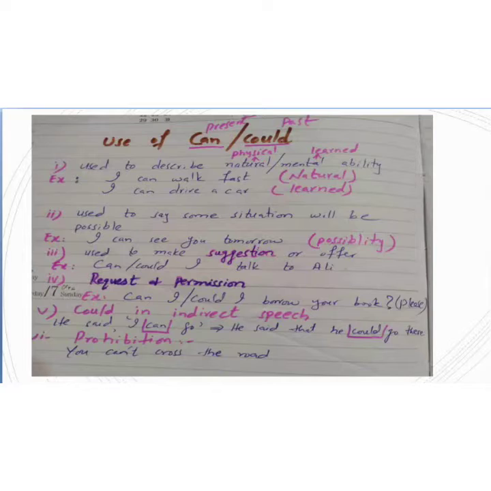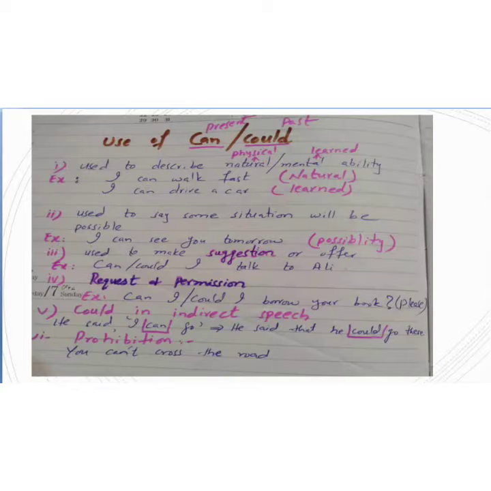For example, I can walk fast. This is your natural or physical ability. I can drive a car. This is your learned ability that you have learned from your surroundings. So can be used for physical and mental abilities.